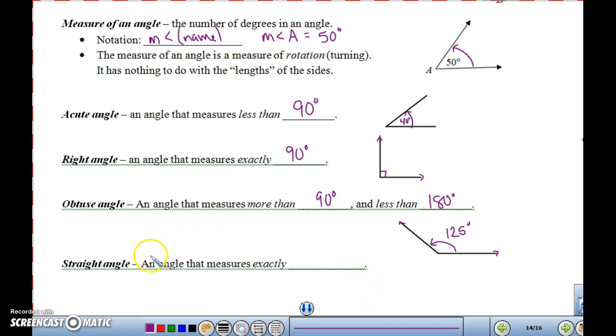And the last one is a straight angle. It's an angle that measures exactly 180 degrees. Well, what does that look like? Well, it looks like a line, pretty much. A straight angle makes a line. Usually you have a little vertex right here, so this angle is measured. This is one side of the angle, there's the other side of the angle. This is 180 degrees, and it makes a nice straight line, so that's a straight angle.